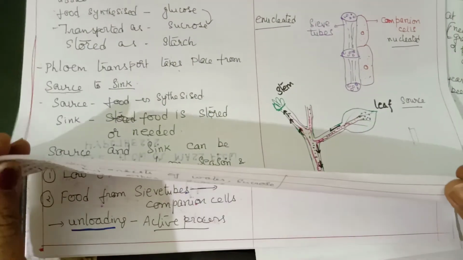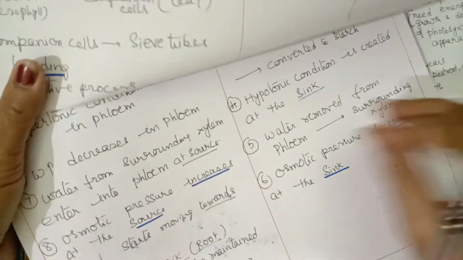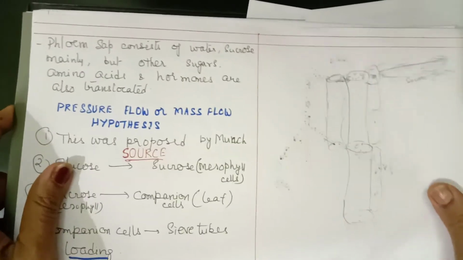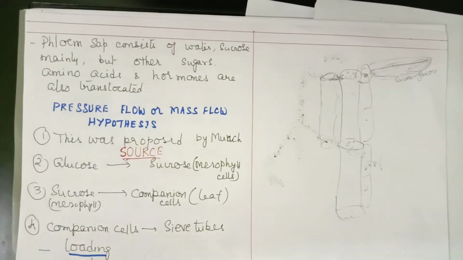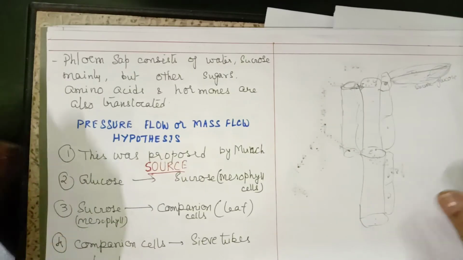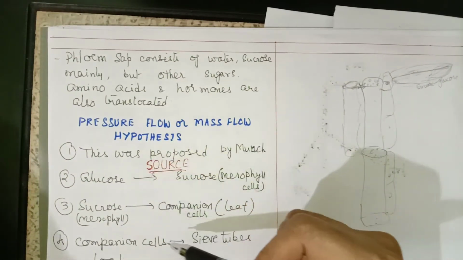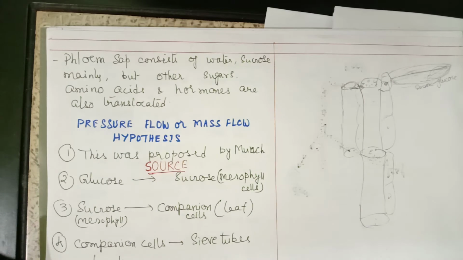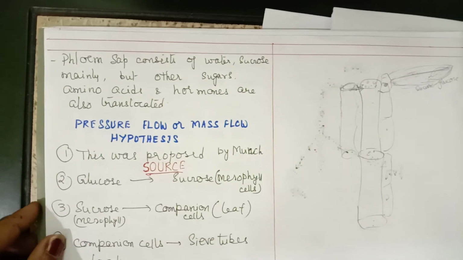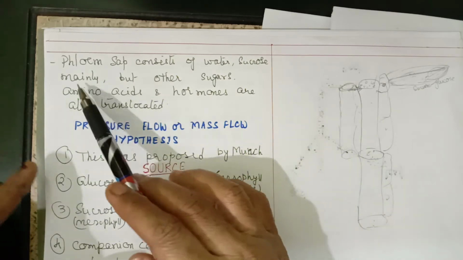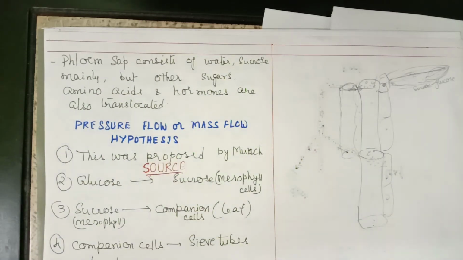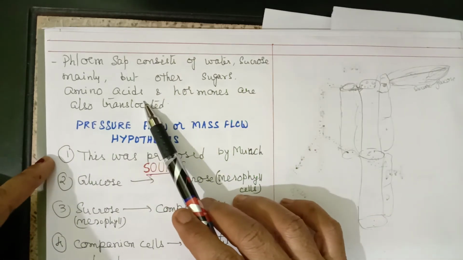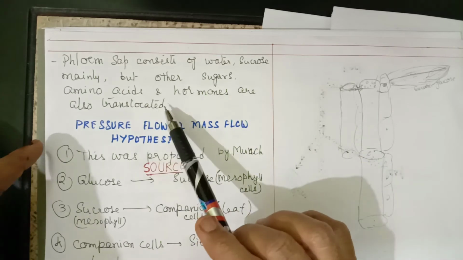Now let us go into other functions of phloem. What are the substances which get transported through phloem? Phloem sap consists mainly of water and sucrose, but other types of sugars are also present. Amino acids also get transported. Similarly, hormones are also translocated through phloem.